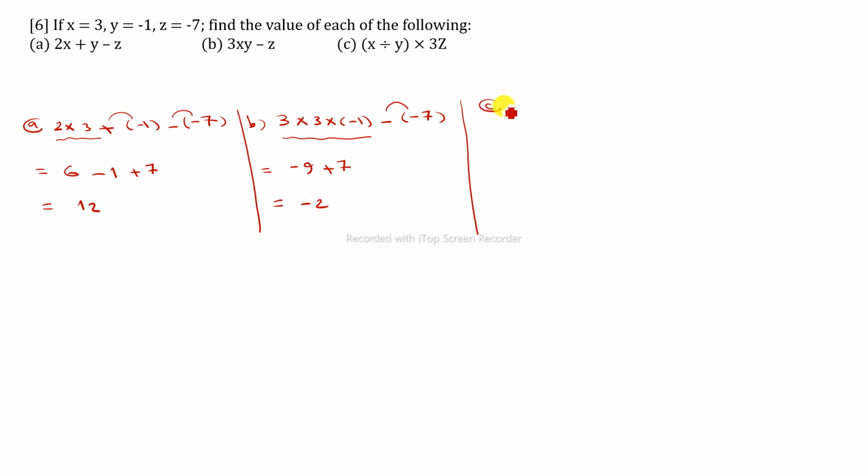Letter C: x divided by y minus 3z. هنا x is 3 divided by y is equal to negative 1 minus 3 times z. z is negative 7. طيب هنا في براكت عندك، وطبعا في حاجة اسمها order of mathematical operation.